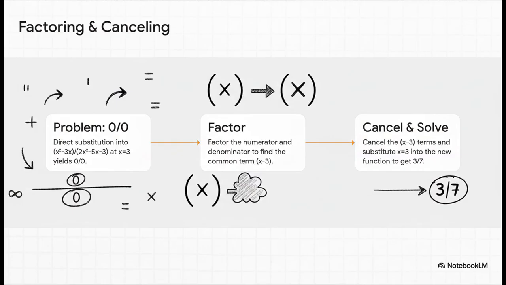First up, good old factoring and canceling. If you get 0 over 0 with a rational function, that's a massive hint that the top and bottom share a common factor. That common factor is the culprit. In this problem, it's x minus 3. Once we factor everything out and cancel that troublemaker, the division by 0 problem vanishes. Now we can use our direct substitution shortcut and we get our answer, 3/7.